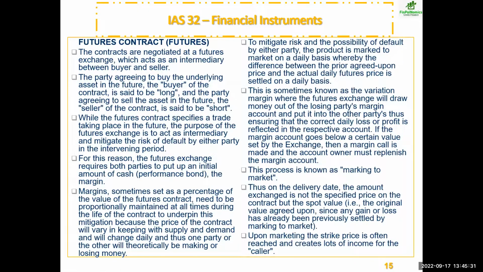The contracts are negotiated at a future exchange, which acts as an intermediary between buyer and seller. The party agreeing to buy the underlying asset in the future, the buyer of the contract, is said to be long, and the party agreeing to sell the asset in the future, the seller of the contract, is said to be short. While the future contract specifies a trade taking place in the future, the purpose of the future exchange is to act as intermediary and mitigate the risk of default by either party in the intervening period.